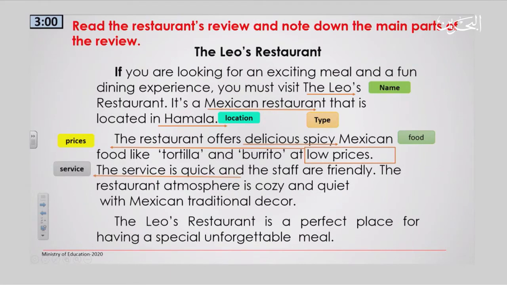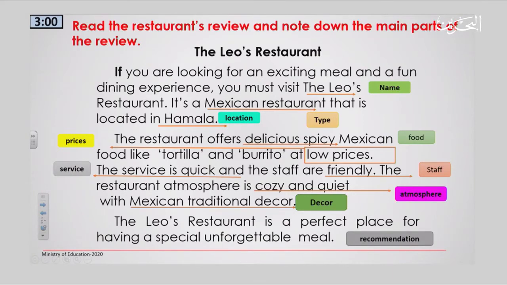What about the service? The service is quick, and of course the staff are friendly. Cozy and quiet refer to the atmosphere at the restaurant. And of course, the decor is traditional. Now, the last thing, as we said before, you need to add your recommendation. So let's have a look at it.